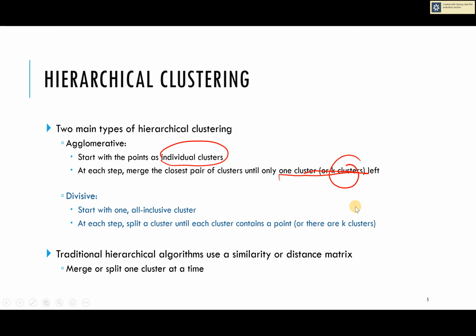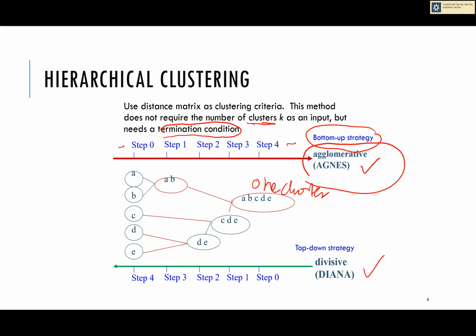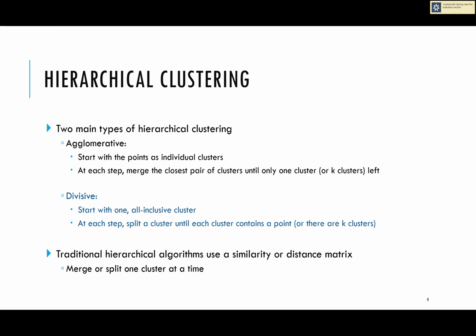What about divisive? So in divisive, it will start with one all-inclusive cluster. Then at each step, it will split. So this is why we say this is a top-down strategy. So it will do the splitting. In bottom-up, we will do the merging. Okay. At each step, split a cluster until each cluster contains a point, or there are k clusters.